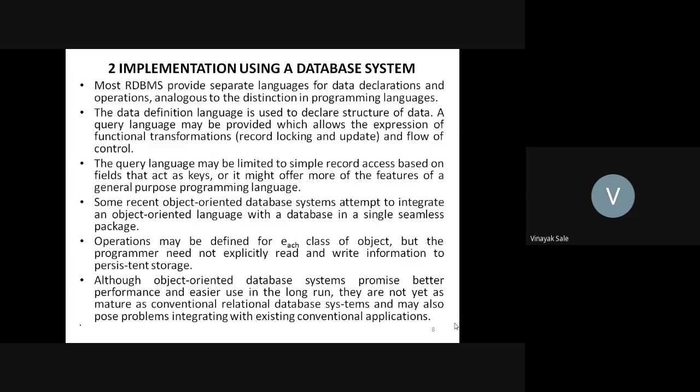Most RDBMS (relational database management systems) provide separate languages for data declarations and operations, analogous to the distinctions in programming languages. The data definition language is used to declare the structure of data. A query language may be provided which allows the expression of functional transformations, record locking and update, and flow of control.